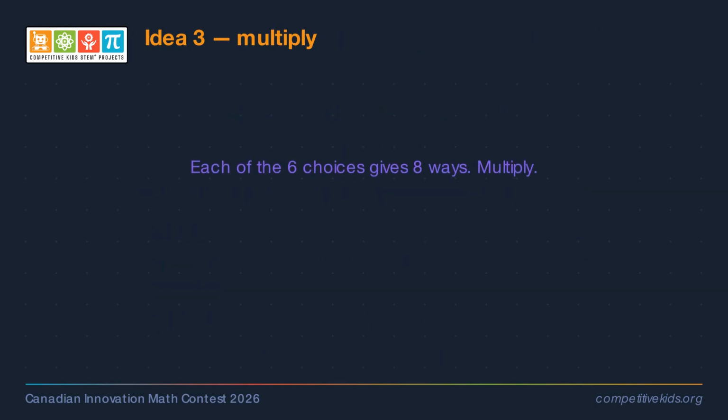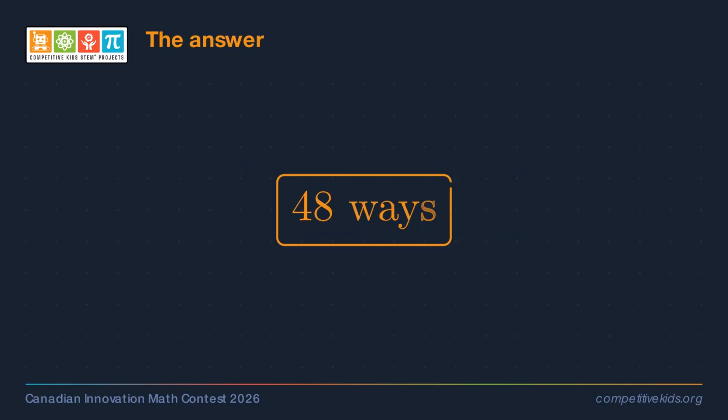Each of the 6 choices gives 8 ways, so just multiply. Total equals 4 choose 2 times 8. 6 times 8 equals 48. The answer is 48 ways.